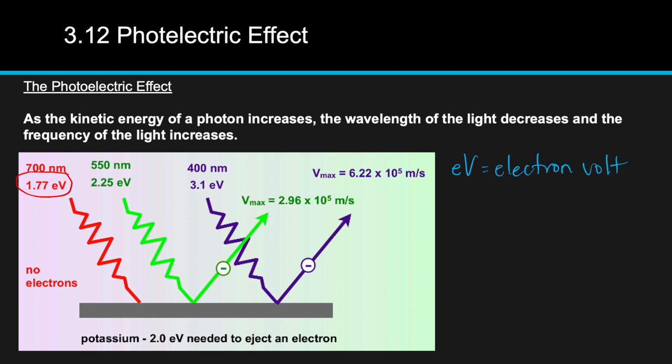Now looking at our other two waves of light, we have 550 nanometers and 400 nanometers. You should know at this point that when we have a smaller wavelength, which is our nanometers, it means we have a higher frequency, which means more energy. So looking at the green versus the purple, the purple is going to have much more energy, which means when it hits this potassium metal, it's going to eject an electron, and this electron is going to have a lot more kinetic energy than our green electron because it is a shorter wavelength or a higher frequency.